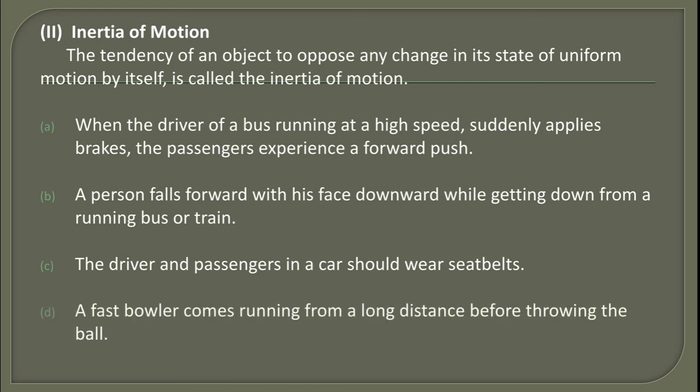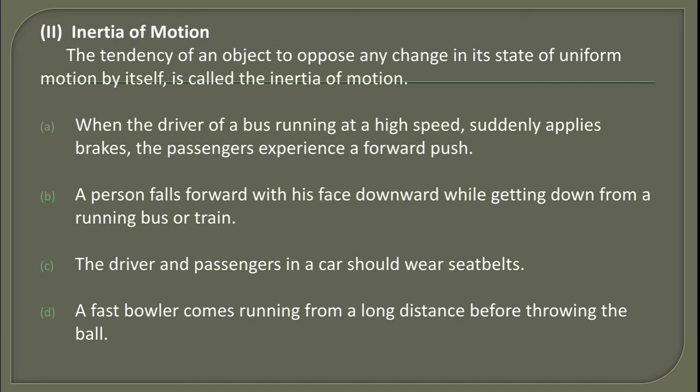Now our next example is a fast bowler who comes running from a long distance before throwing the ball. In doing so, he attains a large inertia of motion, which helps in bowling at a faster speed. So all these are examples of inertia of motion.